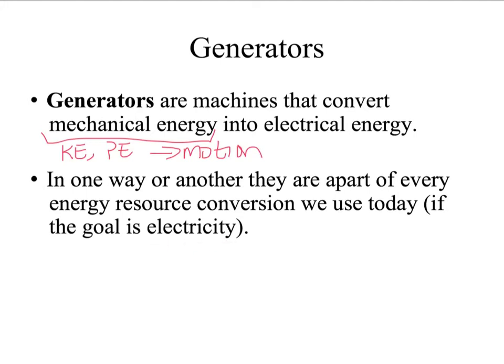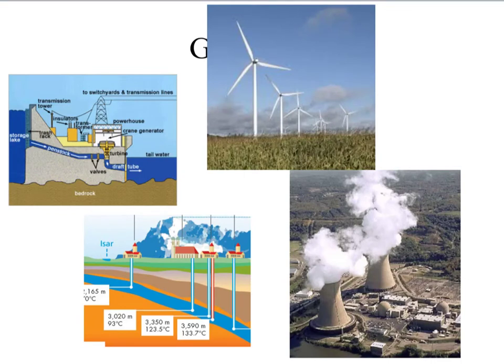So this is one of the reasons that we're learning about this. It's very important. All of these are examples of different ways that we use generators every day: in dams to generate electricity, in windmills, in nuclear power, and in geothermal energy. All of these use generators to create our electricity. So that's why it's important that we're learning it.